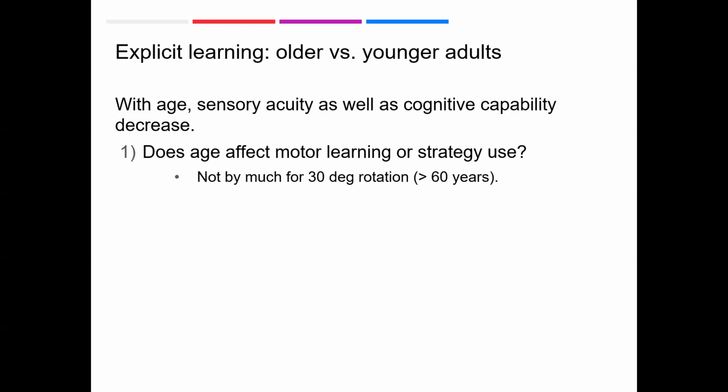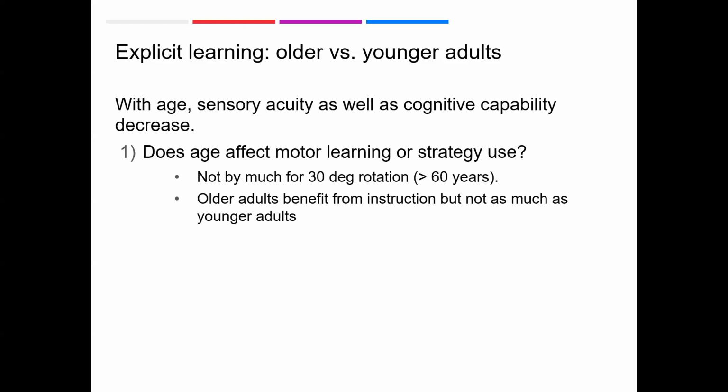So our older adults that are 60 years old and older, about at least 20 per group, we found no difference in their learning rate. However, we also had a group who was instructed, and I'm not showing you the results, I'm just going to describe them because it wasn't our main question, but we did find that older adults benefited from instructions when we gave them at the beginning of the task, but not as much as younger adults. So they benefited, but not to the same extent.